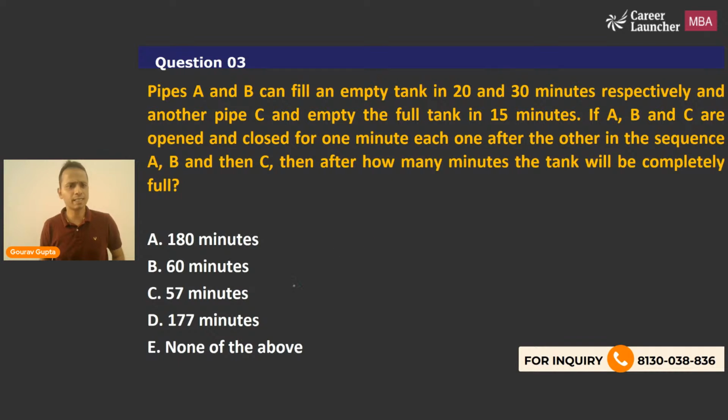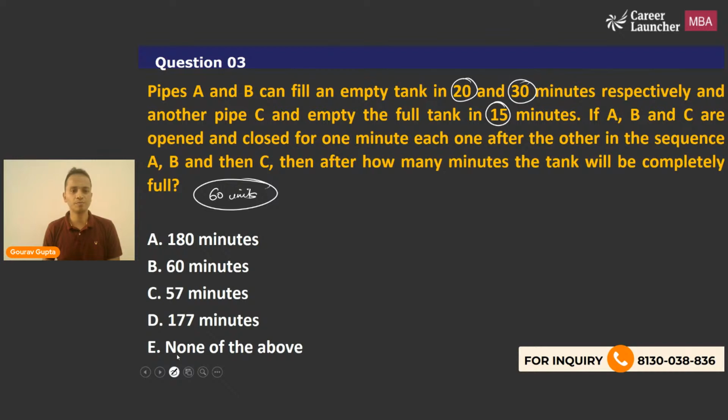Okay, so let's discuss this tricky one. So I have three pipes A, B, and C. Their times are given. So obviously I'll start by assuming the total quantity of work. Okay, so let's say total quantity of work is the LCM of 20, 30, and 15. So the LCM of 20, 30, and 15 is 60 units. Okay, so 60 units is the total work that we can assume, right?